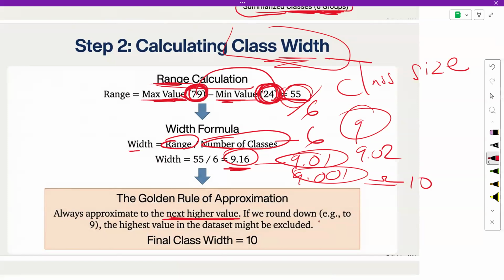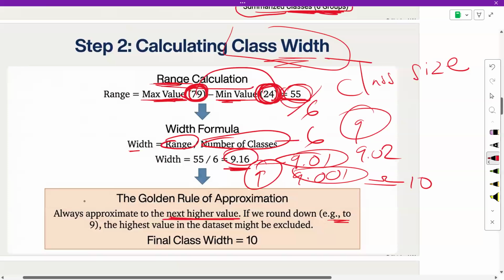If we round down, for example, since this is 9.01, and we put 9, sometimes we may lose some of the classes. For example, if we bring it to 9, the highest value in the data set might be excluded. Sometimes we may exclude some of the observations. We can't include some of the observations within that class.